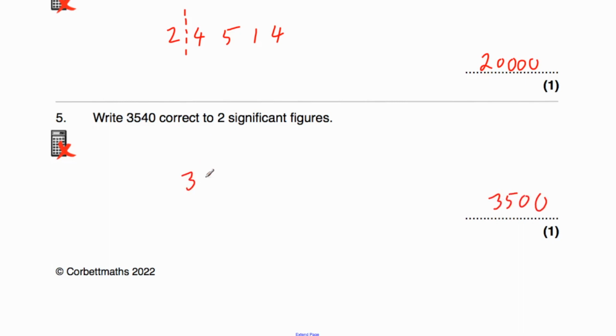Alternatively, we could write our 3,540. We want to round to two significant figures, so we want two digits followed by zeros. And because our third significant figure is a 4, we don't round up, so our answer would be 3,500.